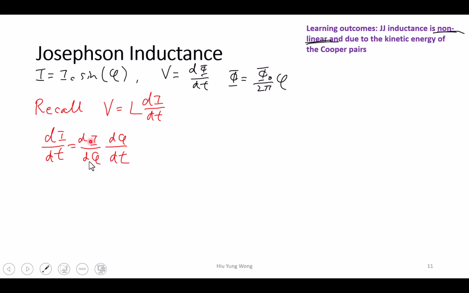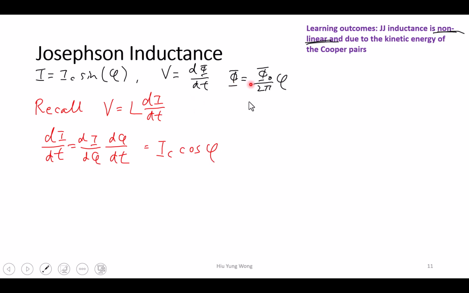So I get di dt, but I don't know what it is because phi depends on time. So I break it into two parts. di d phi is easy. What is di d phi when you plug in? Thank you, IC cosine phi. A very simple one. How about d phi dt?